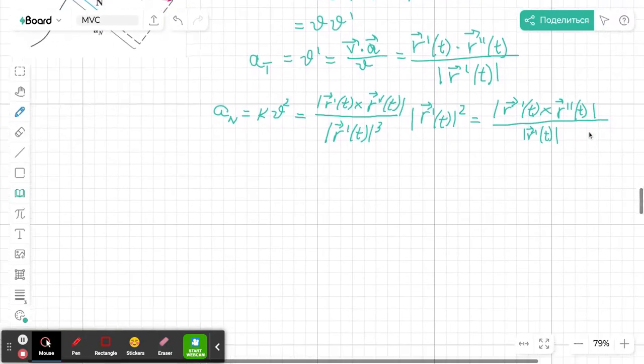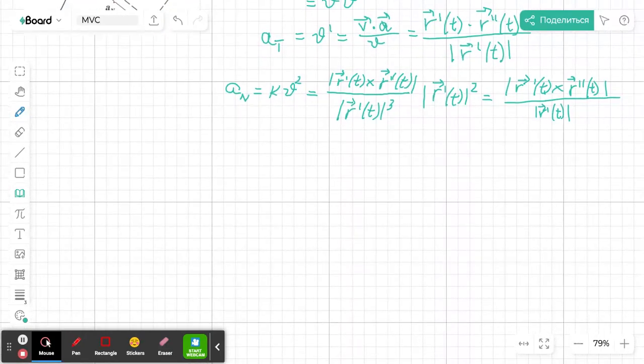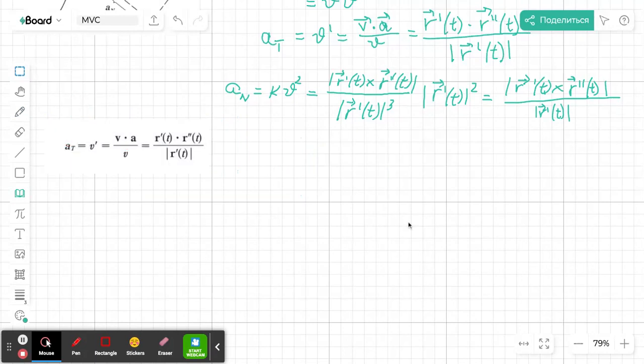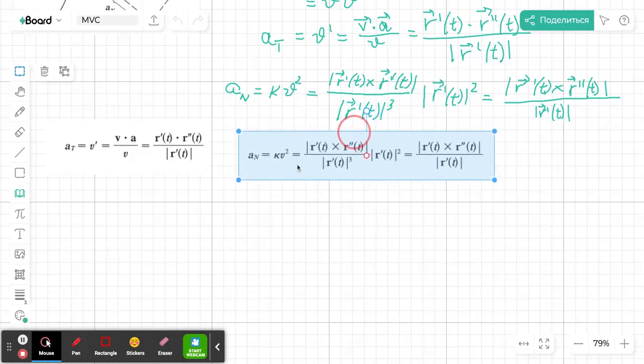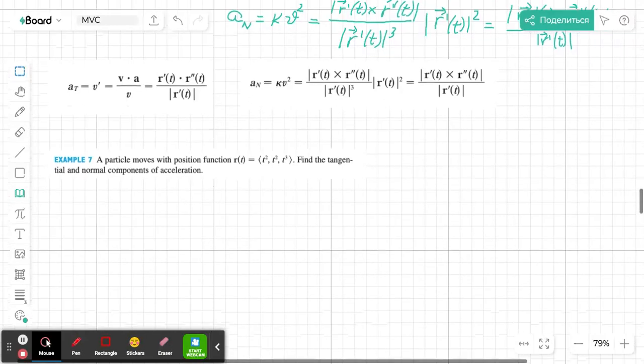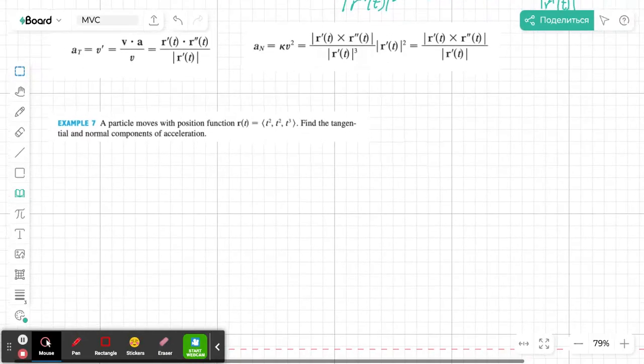And now we're going to look at an example so that we can see what is happening. And actually, I have these two formulas printed nicely for us. So this is a sub t, and this one is a sub n. Everything that I just wrote is printed in case you cannot read my handwriting. Example 7: a particle moves with the position function r of t given to us. We're going to find the tangential and normal components of acceleration. We see that we're using r prime and r double prime, so we're just going to go ahead and find those.